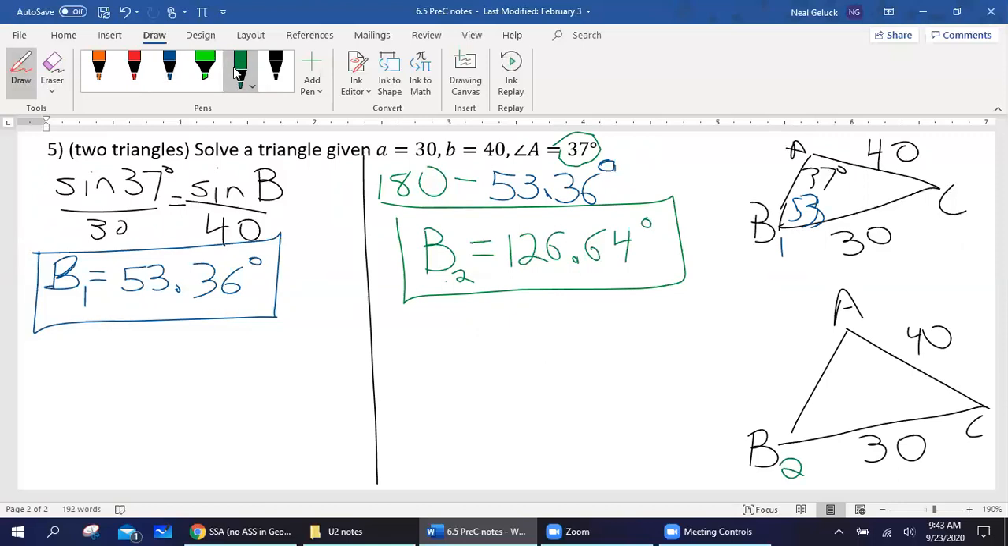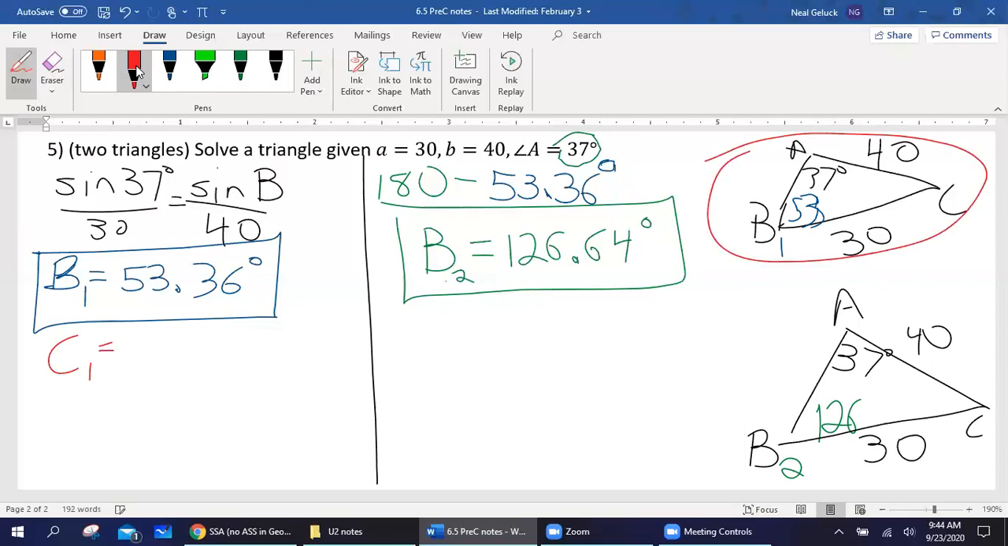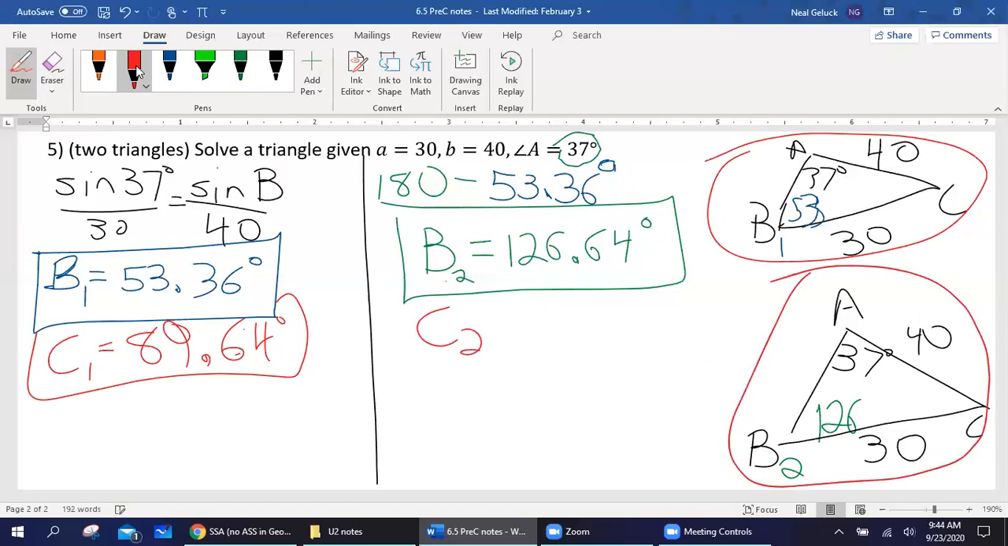This other triangle is B2. And that's got the 126 angle in it. Oh, I've got my other given angle. And you'd have to solve both of them. So you'd have to find two angle C's. So there'd be an angle C1, which I would be using the top triangle. Add them up, subtract from 180 to get that angle to be about 89.64. And there'd be a C2 angle based off of this triangle, which is 16.36.